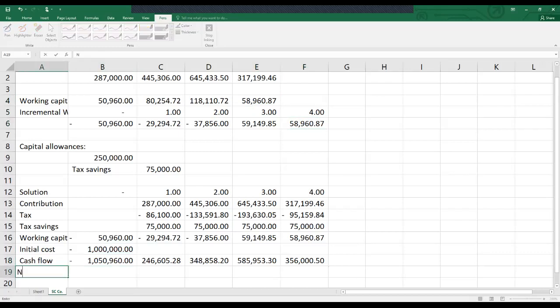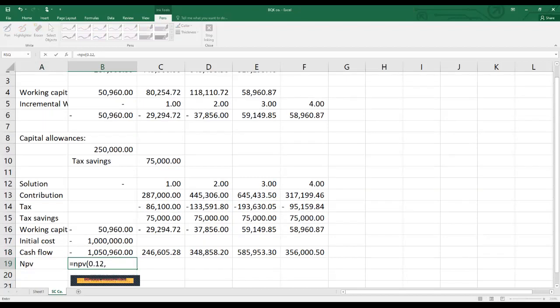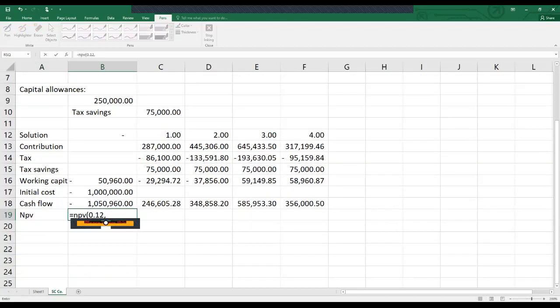Therefore, NPV would be equal to, equals NPV. The discount rate is 12%, therefore 0.12. Define the cash flows from year one. Okay, take note of that. If you want to use this formula, you define the cash flow from year one: year one, year two, year three, year four. Then you subtract, in this example, add, okay, because there's already a minus. Okay, therefore, subtract 1,050,960. Therefore, it'll give us the NPV of the investment, which is 90,645. Clear?